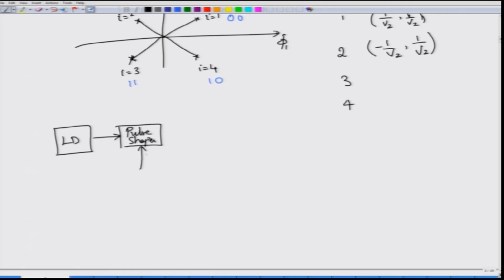To the pulse shaper, we can give an RF signal running at Rb by 2, which is the data rate by 2, and choosing the appropriate amplitude and the biasing condition. Then you have your IQ modulator, which consists of 2 inputs, I and Q, and this is your IQ modulator that we discussed.